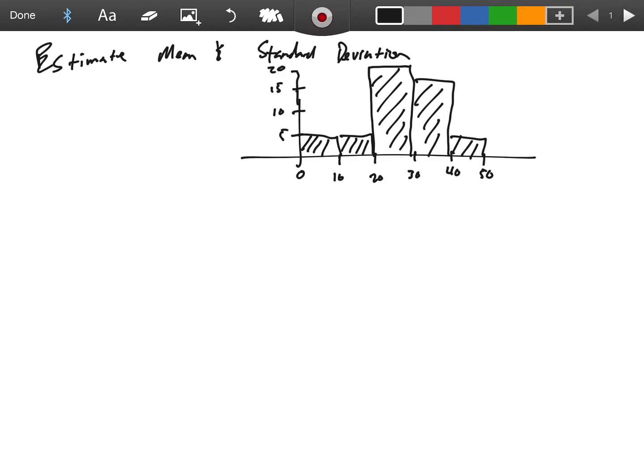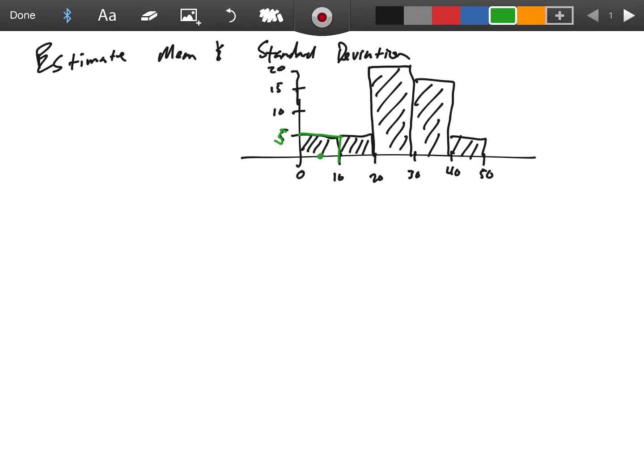But if all we have is the histogram, there is a way to get a really close estimate of what those actual values are. And so here's how you go about doing it. First thing is, it's like we're going to be averaging here. So I look here and say, okay, I have 5 values that are in between 0 and 10.